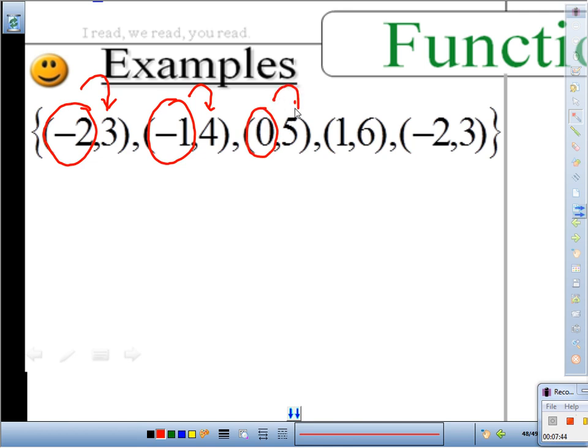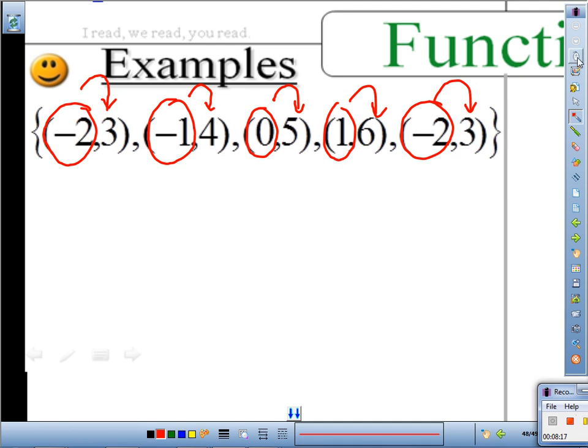0, its output is what? 5, only one output. 1, its output is 6, one output, okay? Wait a minute, -2, but what did we get over here? What was the output? Okay, here it goes again. For -2, what is the output? So we should get the same thing if the number -2 comes up again, right? Do we get 3 again? Yes, so for each input, we only have one output. That's why that's a function. Copy that, please.